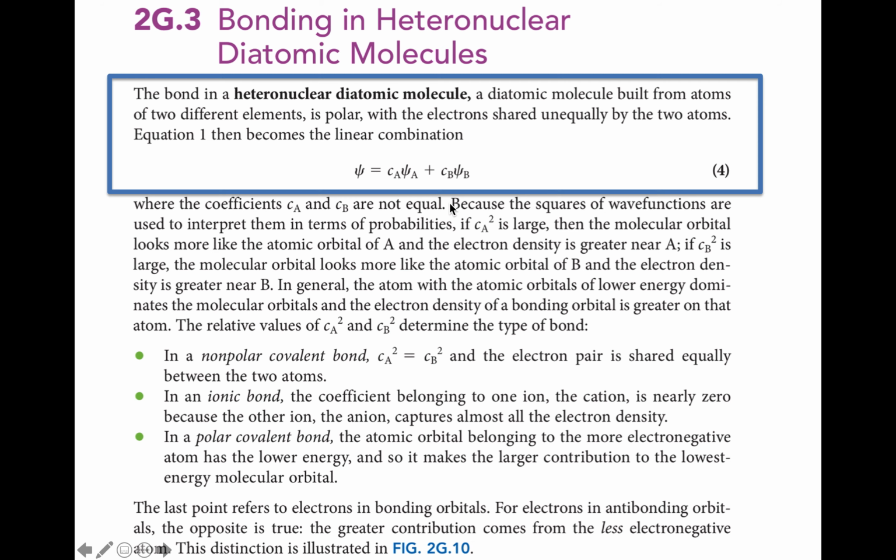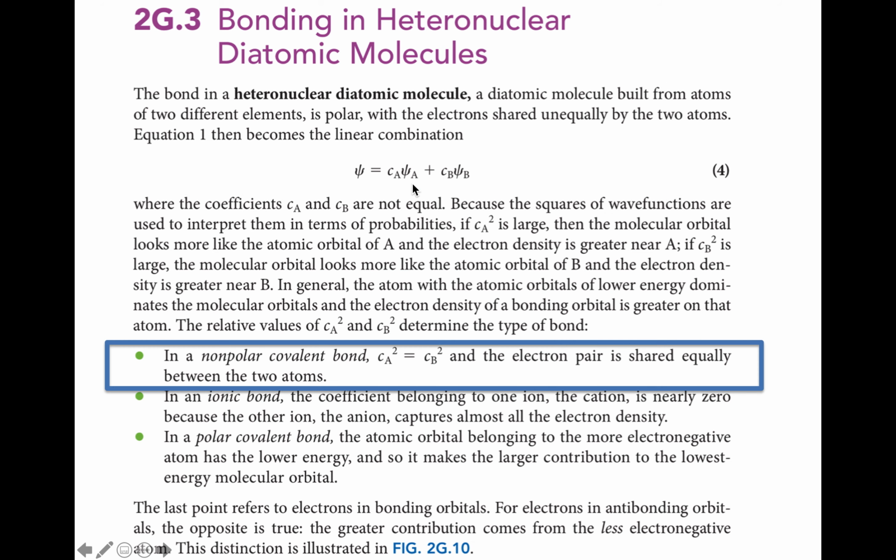How do we begin to account for that? So we're going to once again say that we're going to have a wave function for the molecular orbital that is a linear combination of the atomic orbitals, but we're going to have coefficients that are going to be accounting for the relative contribution of a given wave function.